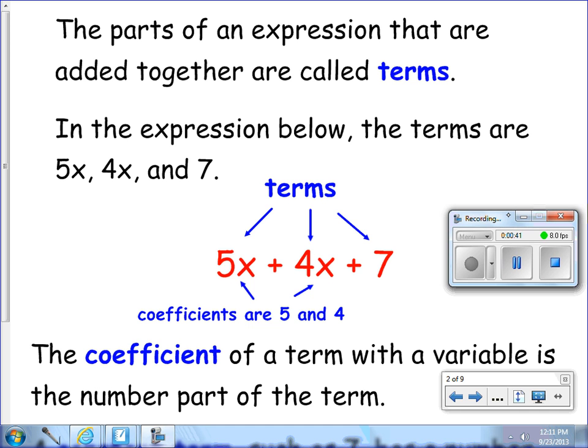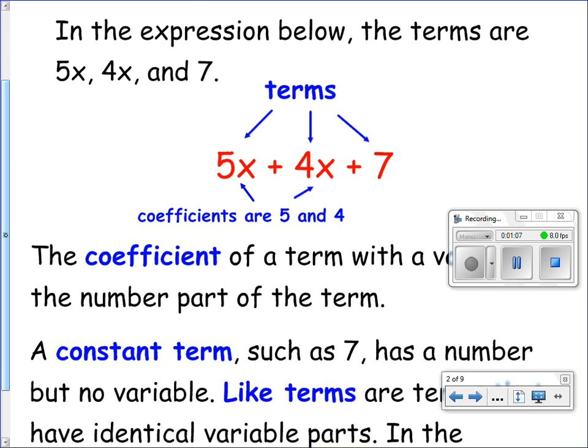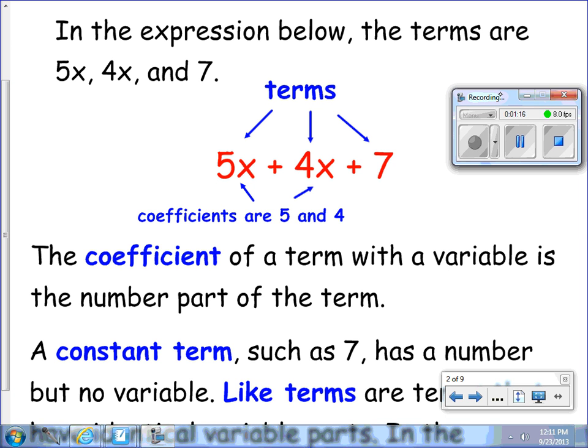The parts of an expression that are added together are called terms. In the expression below, 5x, 4x, and 7 are called terms. The coefficient of a term with a variable is the number part of the term. For example, in 5x, the 5 is the coefficient. In 4x, the 4 is the coefficient. A constant term, such as 7, has a number but no variable.